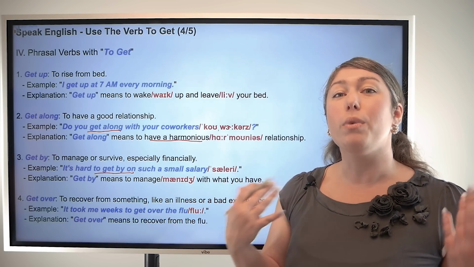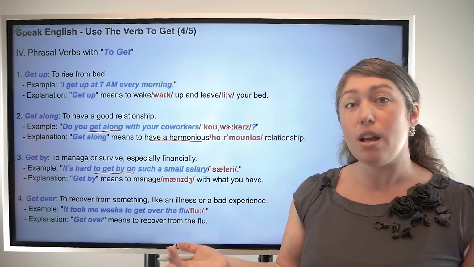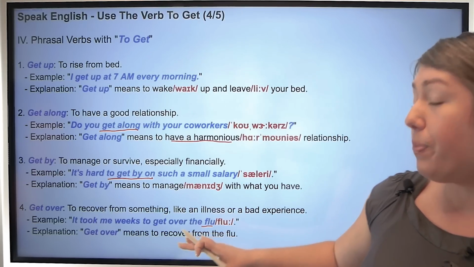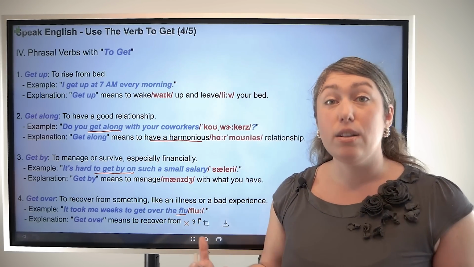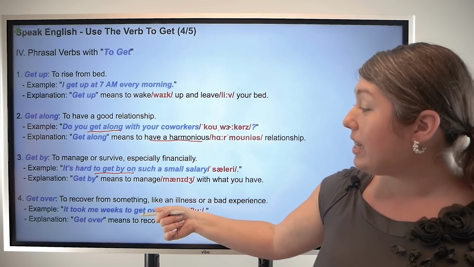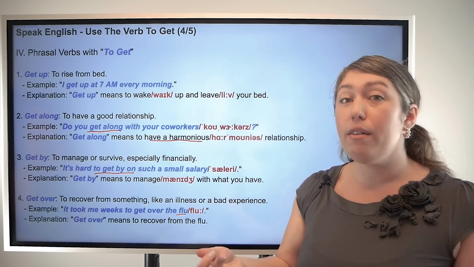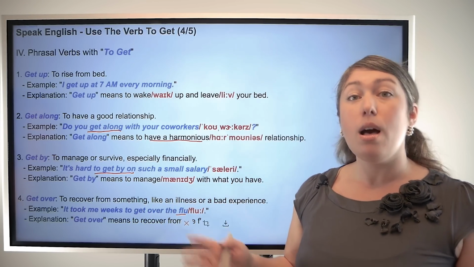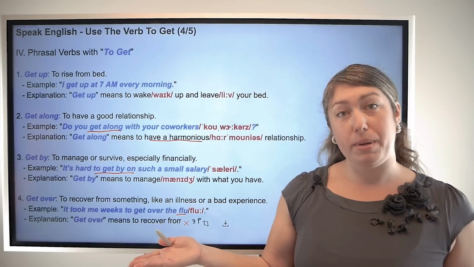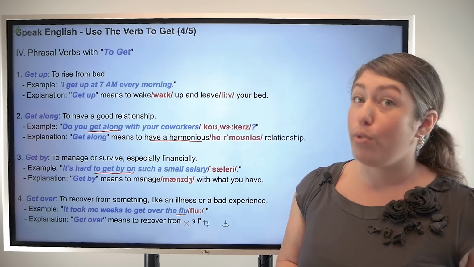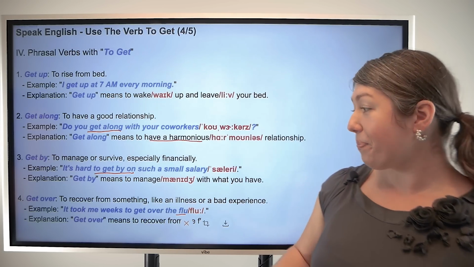Number 4, get over it. This means that you are recovering from an experience. For example, it took me weeks to get over the flu. So here, this experience is an illness. So it took me weeks to get over the flu means that it took weeks to recover from this illness experience. But we can also use this for emotional experiences. For example, it took him weeks to get over the breakup with his girlfriend.